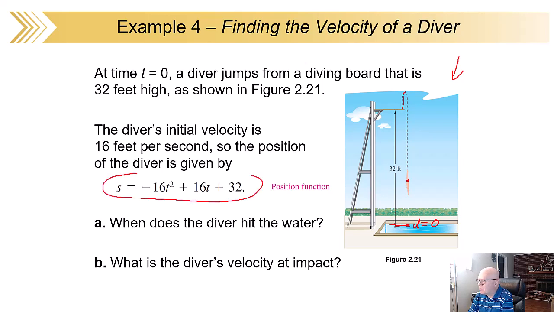Here's the position function. There's a negative 16, and there's the initial velocity, and there's where the diver is when he takes off. He's 32 feet above the water. We want to find out when does the diver hit the water. We also want to find out how fast he's going, or his velocity at impact. Obviously he's going downward, so that part of velocity we do know. We don't know what the magnitude is. Direction, yes. Magnitude, not so much so far.